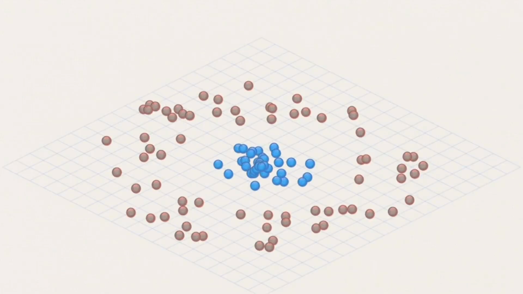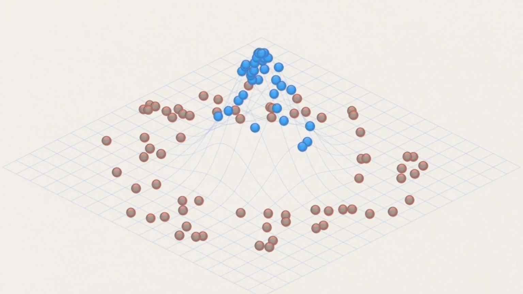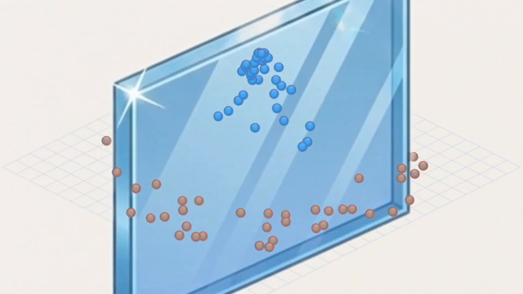Support vector machines try to draw a flat boundary with the maximum possible margin of space. When points are mixed in the circle, the kernel trick mathematically projects the data into a higher dimensional space, where a flat boundary can finally separate the two classes.